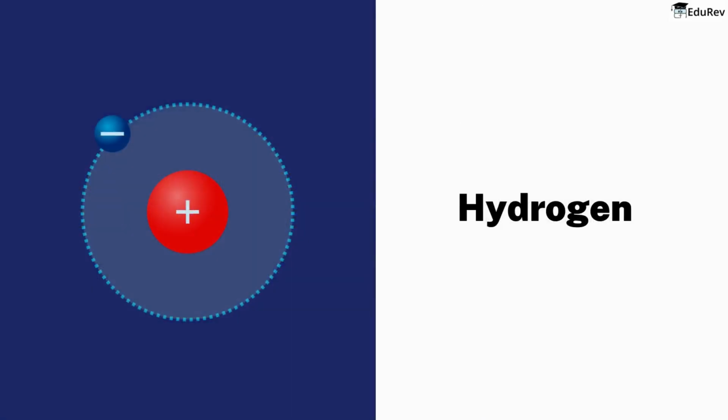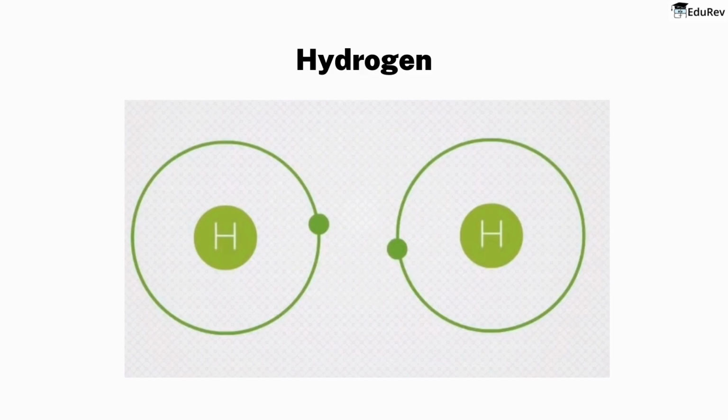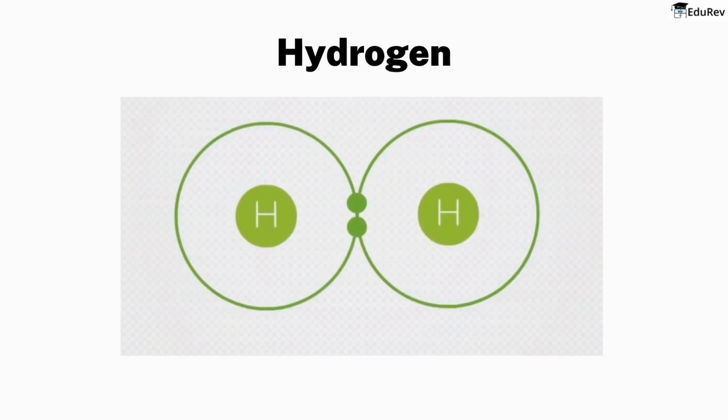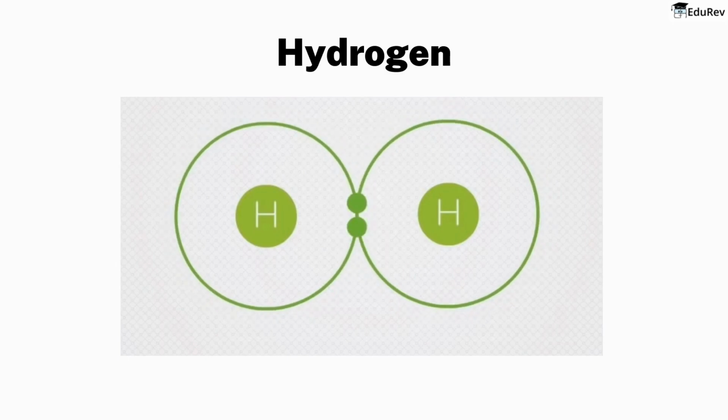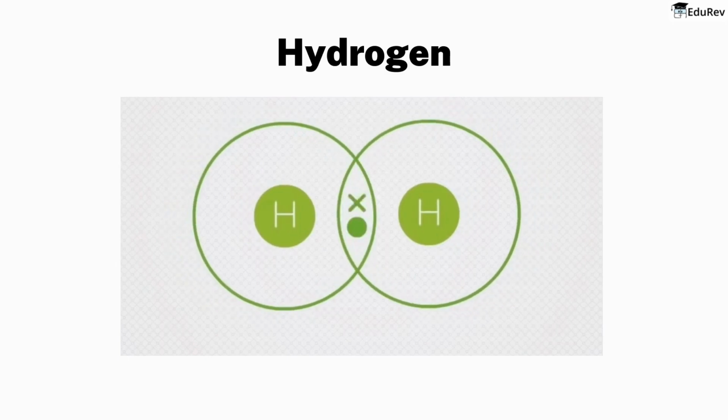Now, let's begin with simplest of all molecules, hydrogen, H2. Hydrogen molecule is made up of two hydrogen atoms that share their electrons with each other. Each hydrogen atom has only one electron, which means it has an incomplete outermost shell. But when two hydrogen atoms come together, they can share their electrons to complete their outermost shell. This sharing of electrons forms the covalent bond, also known as the H-H bond.